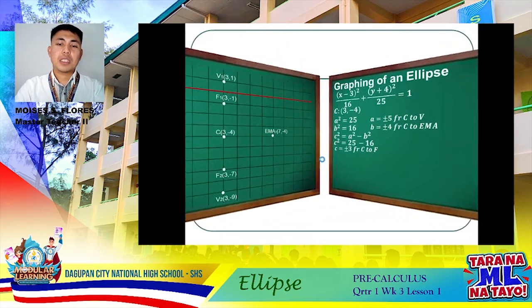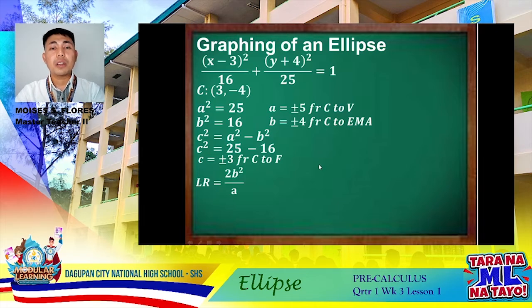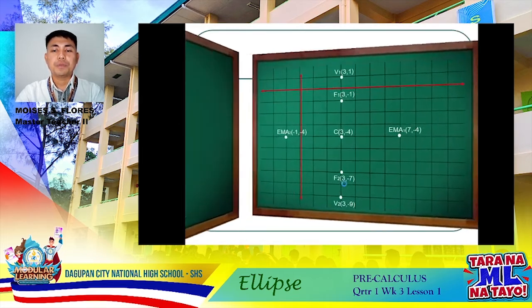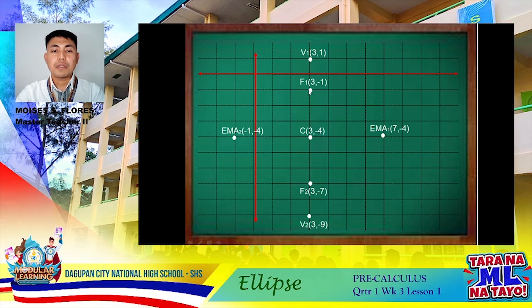Let's proceed. Your LR from the formula 2b squared over A, and this time 2 times 16 over 5. 32 over 5 is 6.4. Again, to make it symmetric, 6.4 is 3.2 from the focus to your ELR. From the focus to ELR, 3.2. So we start here from our focus: 1, 2, 3.2. There you have. That's your ELR1, which is negative 0.2, negative 1.